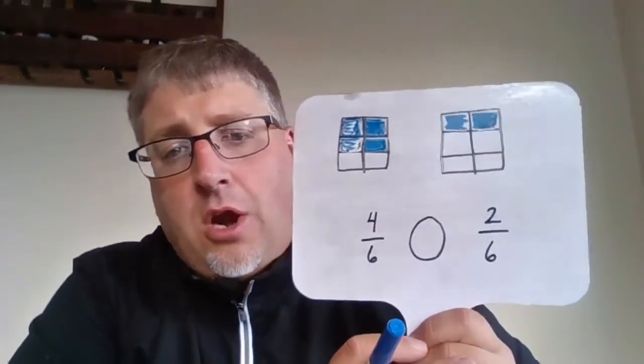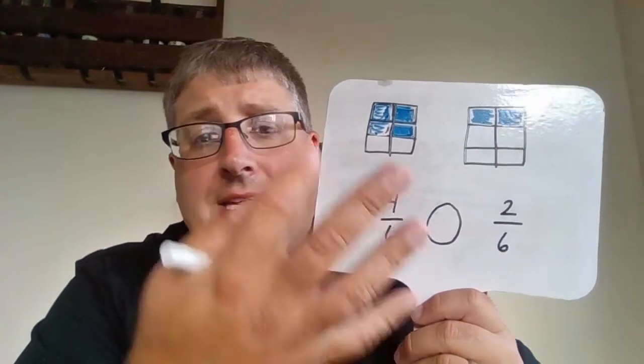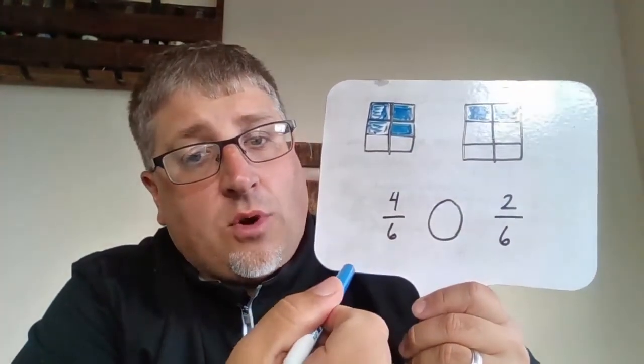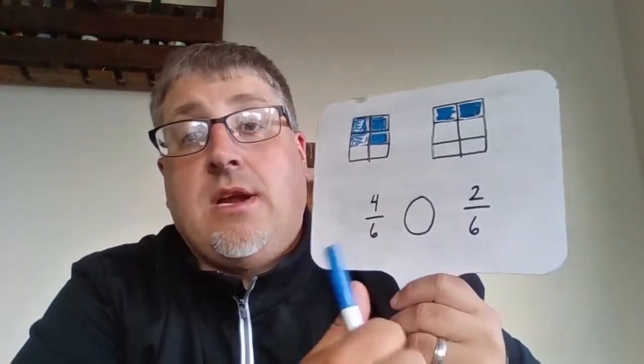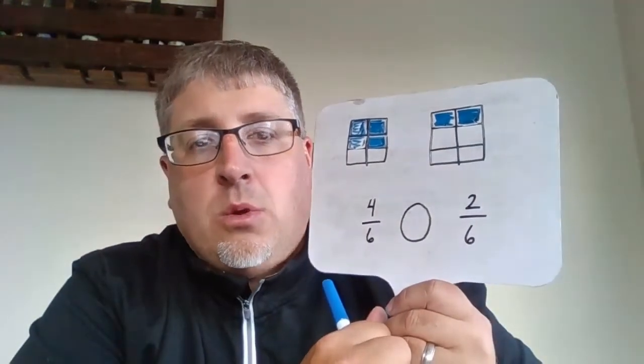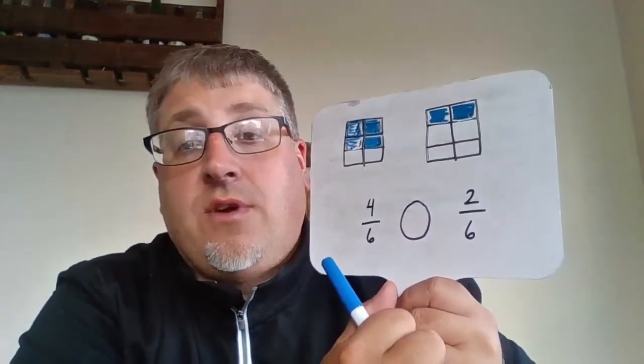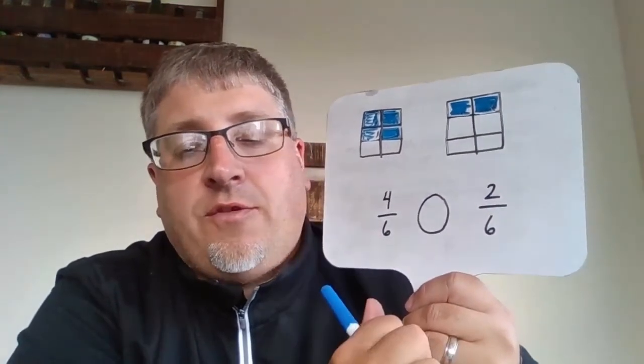For our first example, we have our picture already drawn for us. They gave us a ton of information on this problem. They gave us 4/6 and 2/6 right here, and they want to know if it's greater than, less than, or equal to. We can look at the pictures right here. This is an easy one because we can see that the 4/6 is obviously greater than the 2/6.